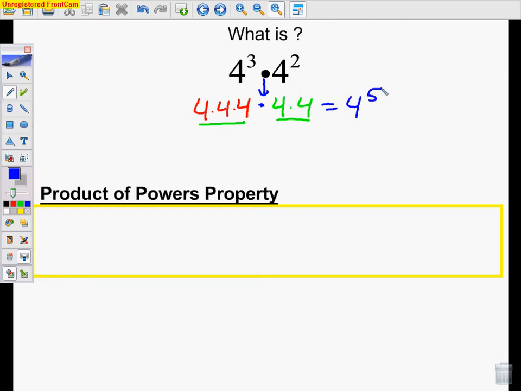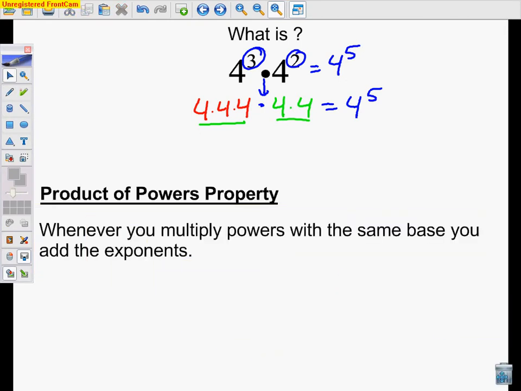But you could have skipped the step of expanding it, and noticed that we could just add the exponents and keep the base the same. Alright, that property is called the product of powers property. Whenever you multiply powers with the same base, now that's a big part of this property, they have to be with the same base, you add the exponents.